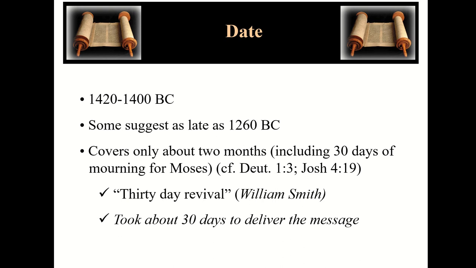But the book is covering about 2 months, including 30 days for mourning. Deuteronomy 1 in verse 3 and Joshua 4 in verse 19, that 30 days of mourning for the life of Moses. I like what William Smith called this. He called it a 30-day revival.